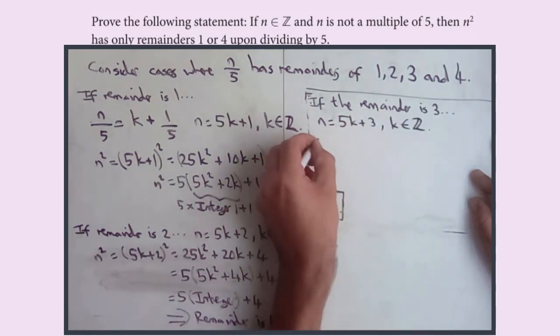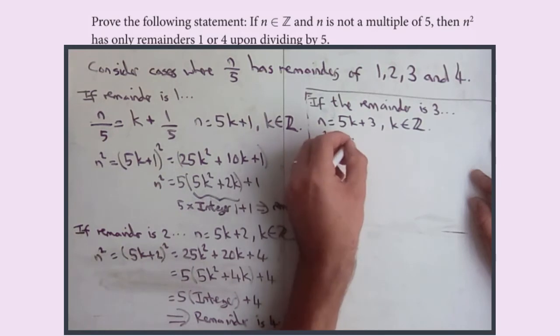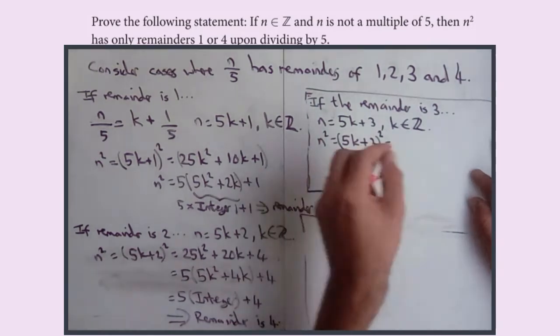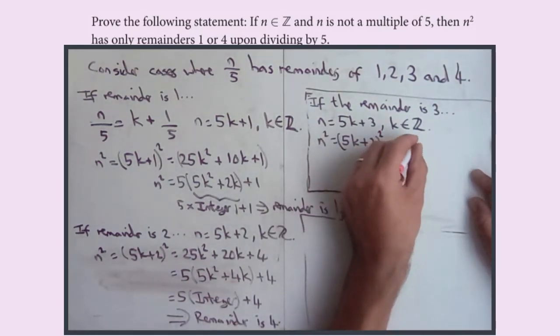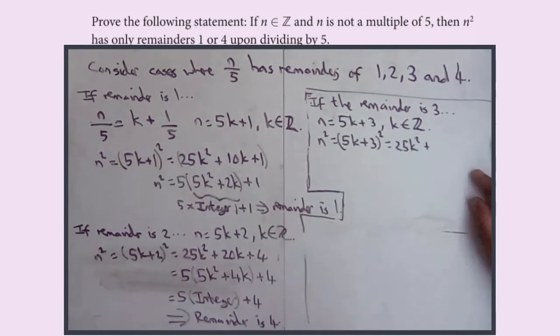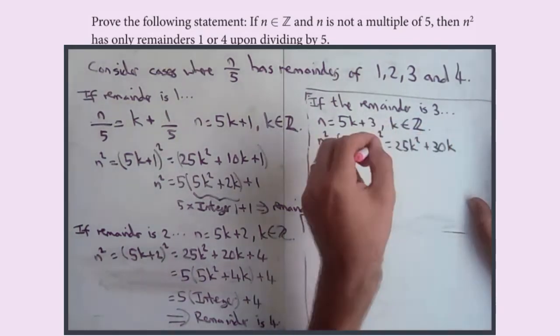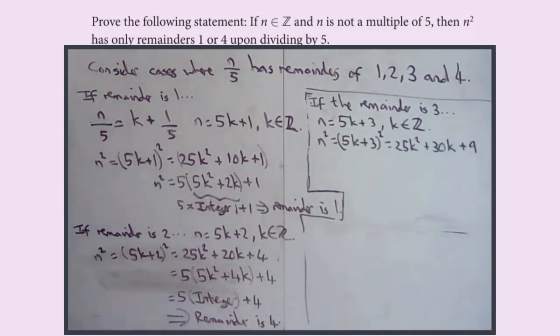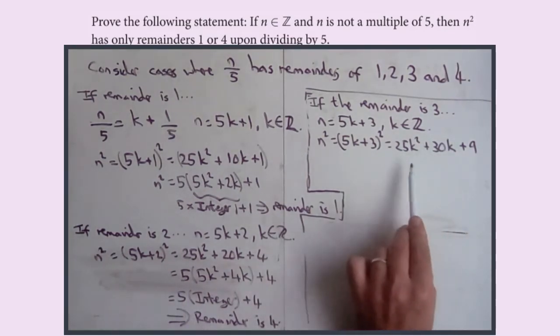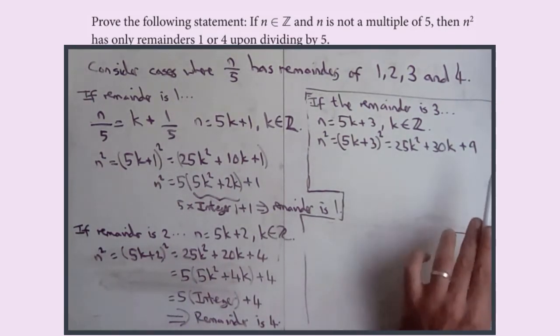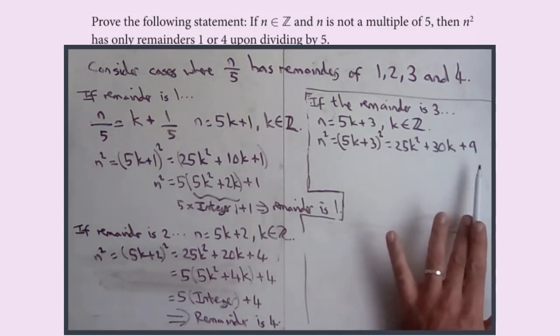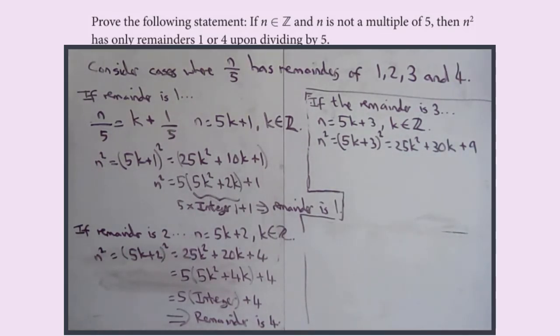Okay, so that would mean that n squared would be (5k plus 3) squared, and that equals 25k squared plus 15k plus 15k, 30k plus 9. Now this is a bit awkward, because if we do it the way we've been doing before, taking a 5 out of both of those, you end up with a 9, which does imply a remainder of 4, because if you had a remainder of 9, one extra 5 will go in with 4 left over.